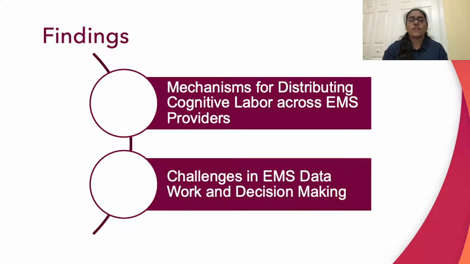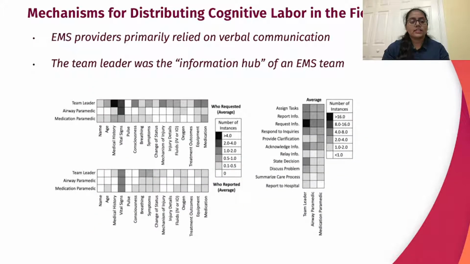Our results and findings showed that EMS teams leverage various mechanisms to distribute cognitive labor in managing, collecting, and using patient data. We observed a set of prominent challenges in the EMS data work, which we will see in the later slides. We have a lot of details in the paper, but here we mention only a couple of prominent findings. The first thing that we found was that mechanisms of distributing cognitive labor in the field varied in various ways.